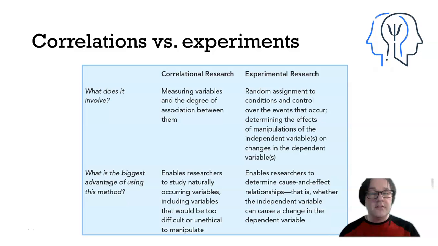In experimental research, what is involved? Random assignment to conditions and control over the events that occur, determining the effects of manipulations of the independent variable, which we'll talk about in a moment here, on changes in the dependent variable. So we'll talk about both of those in more detail, but as a heads up, the independent variable is what we are interested in studying, or what we are interested in manipulating as researchers, right?